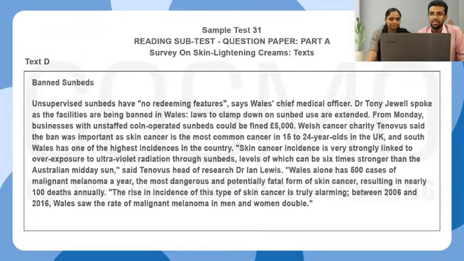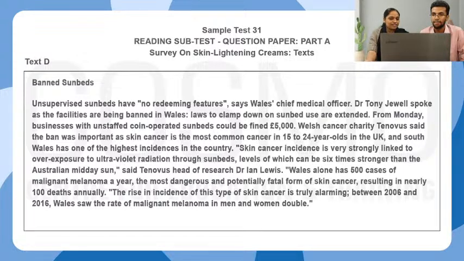Right. Text D, the second sentence: from Monday, businesses with unstaffed coin operated sunbeds could be fined £5,000. So the answer is unstaffed coin operated. And for the word penalty in the question, the text has fine. So fine is a synonym of penalty, because penalty is a punishment and fine is a punishment. So fine here is the penalty mentioned in the question.